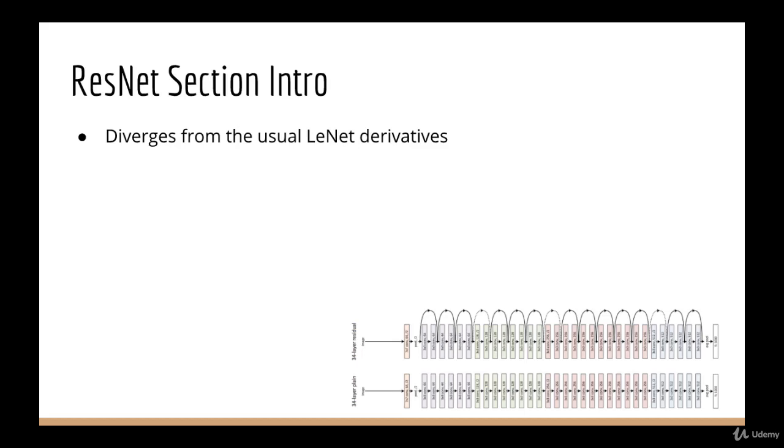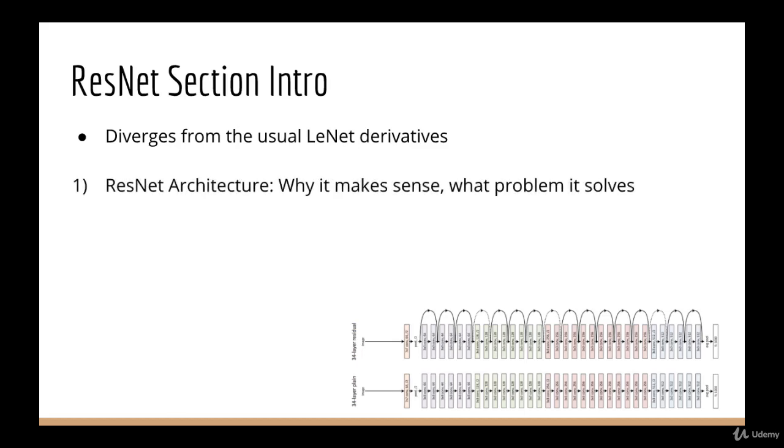So what is our action plan for this section of the course? First, we're going to discuss the ResNet architecture. We're going to explain where it comes from, why it makes sense, and what problem it solves. Once we understand that, we can look at some code.